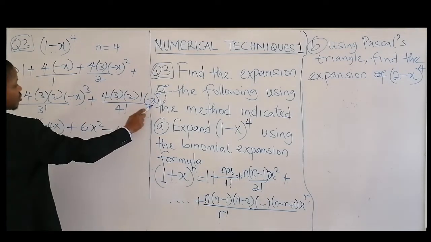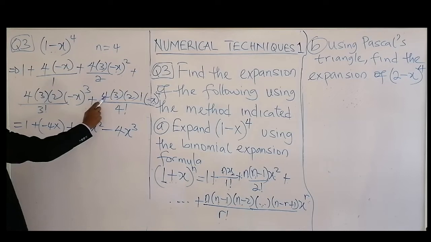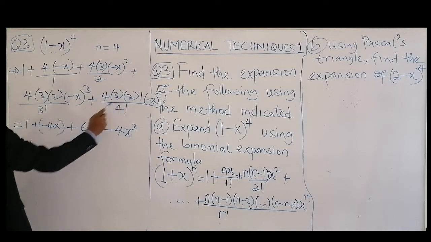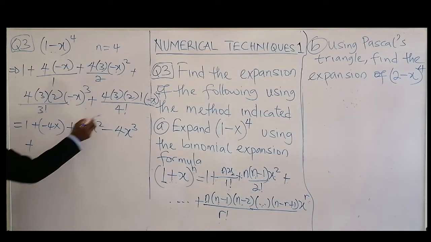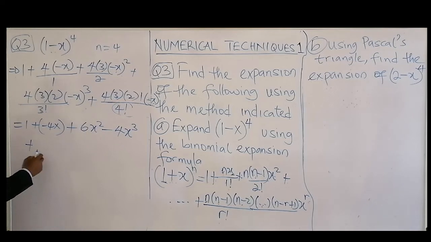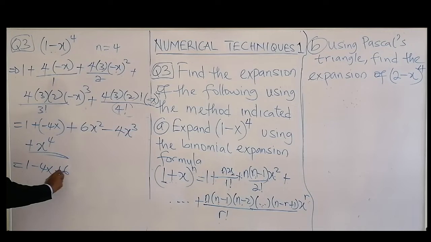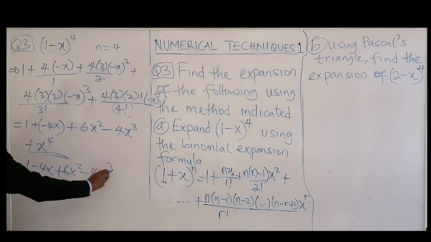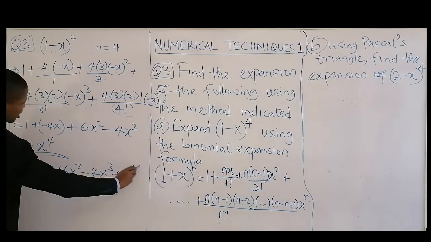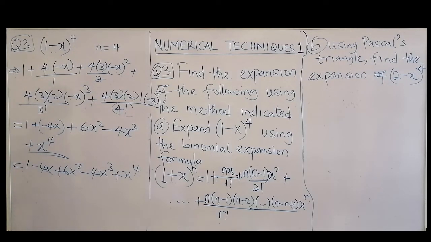The power is even, so it becomes positive. So 4 times 3 is 12, times 2 is 24. 4 factorial is 24. So that's 24 over 24, that's x to the power 4. So that finished that work. So we can just write this one: 1 minus 4x plus 6x squared minus 4x cubed plus x to the power 4. And that finished that.